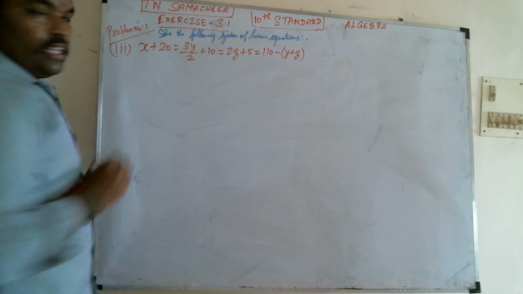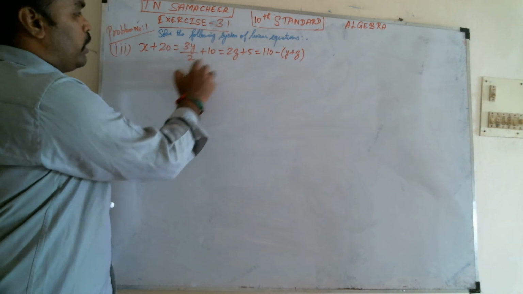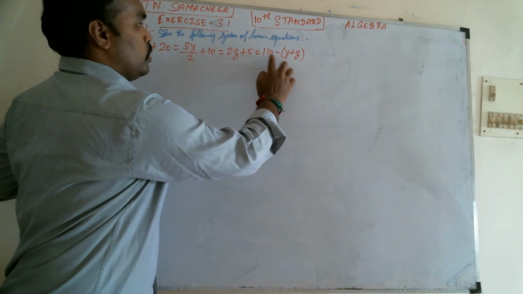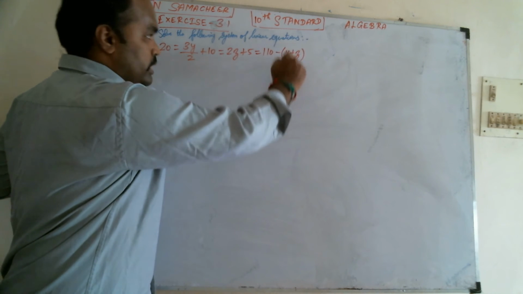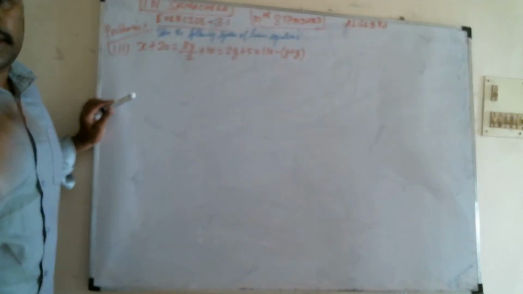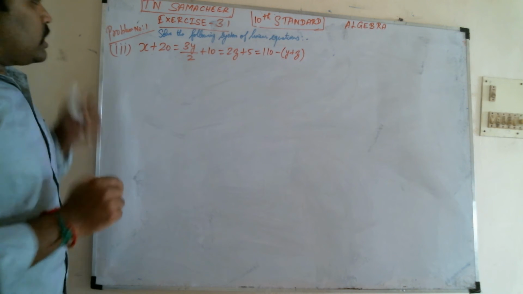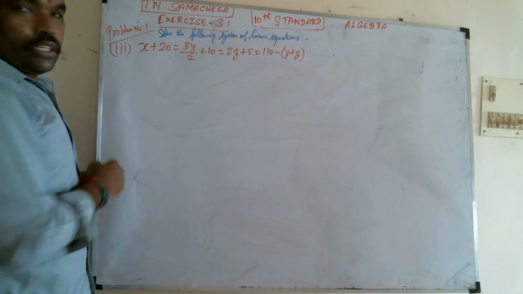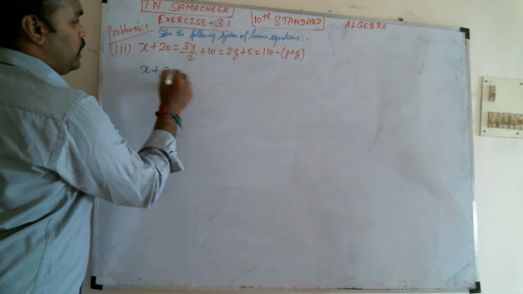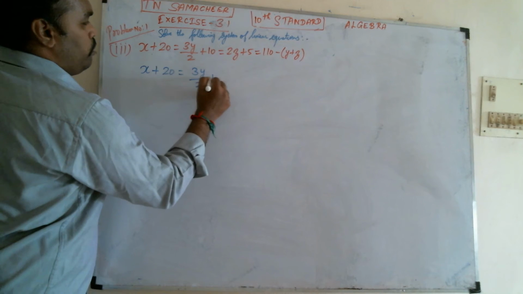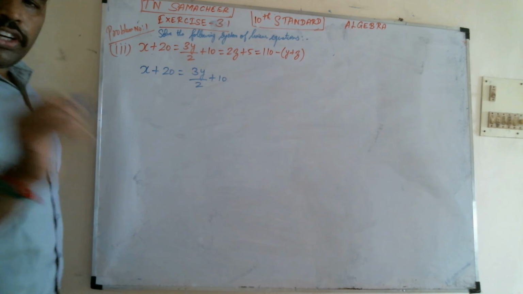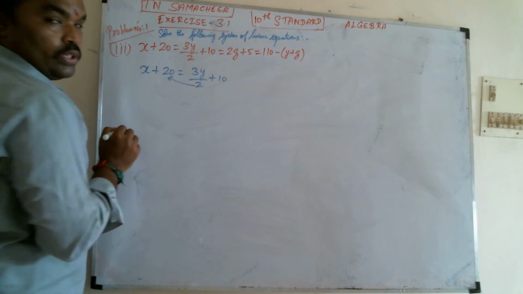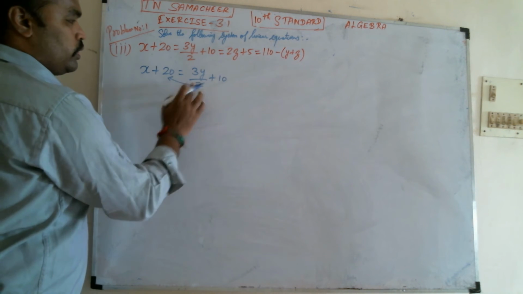Here they have given x plus 20 equal to 3y by 2 plus 10 equal to 2z plus 5 equal to 110 minus within bracket y plus z. So first we need to work with this equation and this equation. x plus 20 equal to 3y by 2 plus 10. So what we need to do? We need to multiply this 2 into x plus 20, then this 2 into 10.